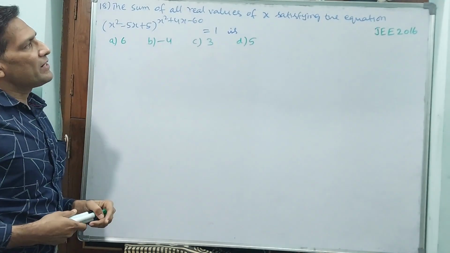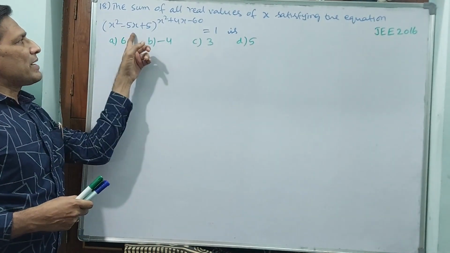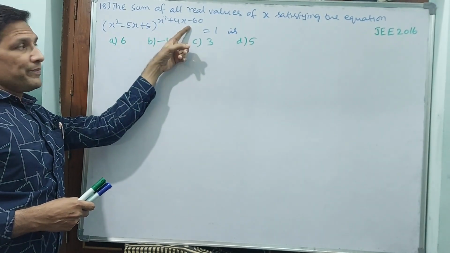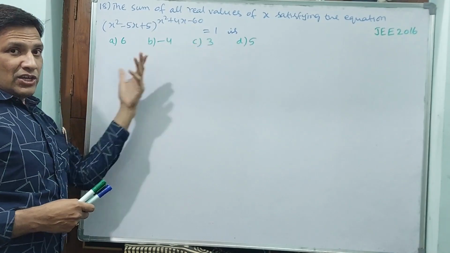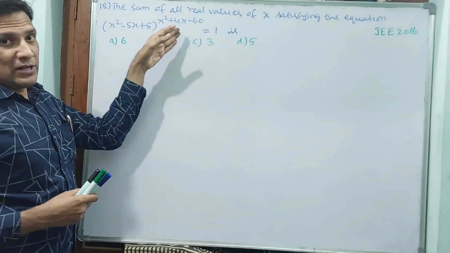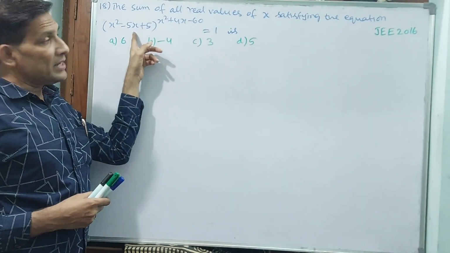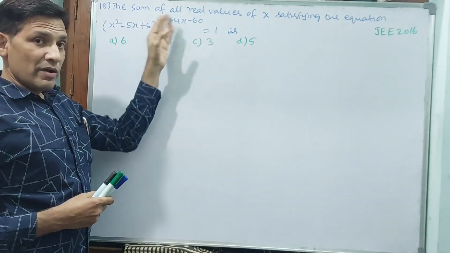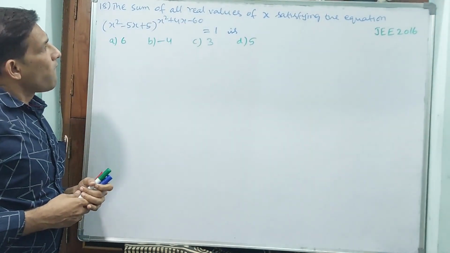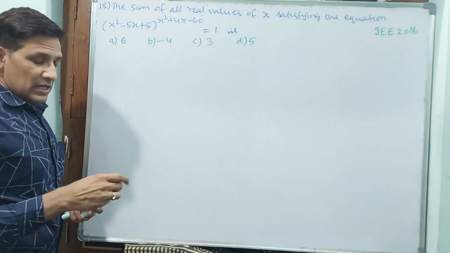The sum of all real values of x satisfying the equation (x square minus 5x plus 5) whole to the power of (x square plus 4x minus 60) is equal to 1 is. The thing is, here we have to find the x values, but for x, two values may come, or else the number may vary also. Okay, let us see. You are going to get some idea if you proceed.